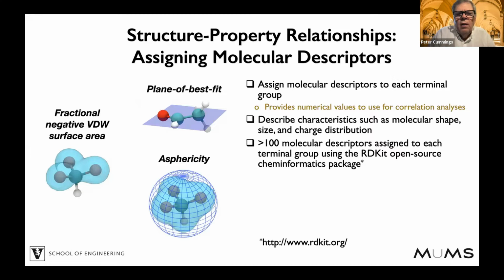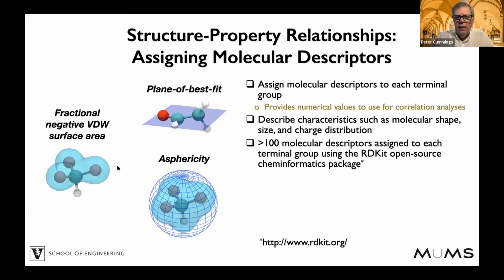It turns out something around 800 or so simulations are being performed to obtain this data. So to try and understand what's going on, we use structure property relations. We use the open source RDKit. We assign molecular descriptors to each terminal group that are based on things such as shape and charge distribution. And so some of these are illustrated here.